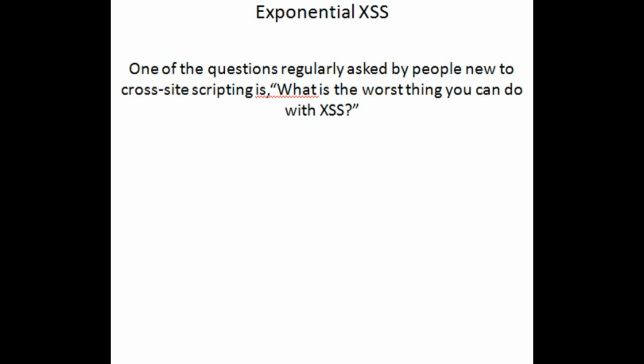Exponential XSS. One of the questions regularly asked by people new to cross-site scripting is, what is the worst thing you can do with XSS? Many of the individual attacks that don't require human interaction with the exploit are all bad individually, but what if we chained those attacks together? Or worse yet, what if we chained them together across a number of sites? What if a single XSS could traverse multiple domains and attack many different sites instead of just one? This is the concept behind exponential access.